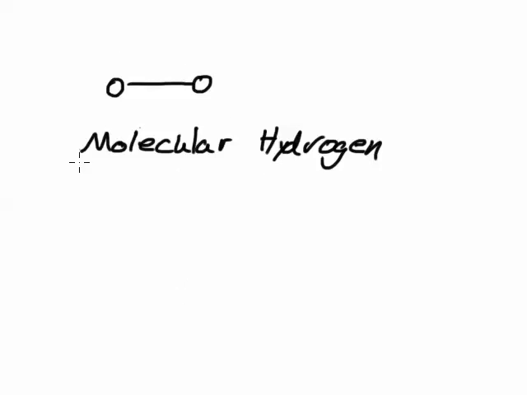Let's start with a question about molecular hydrogen. Molecular hydrogen is basically two hydrogen atoms that are connected by some kind of chemical bond, and the chemical bond is such that it's not really that stable.